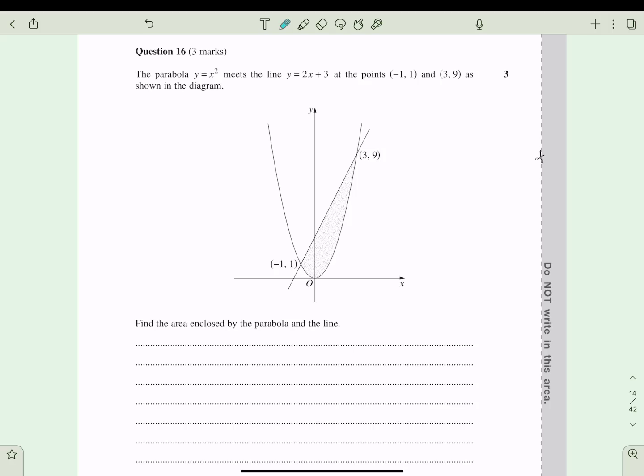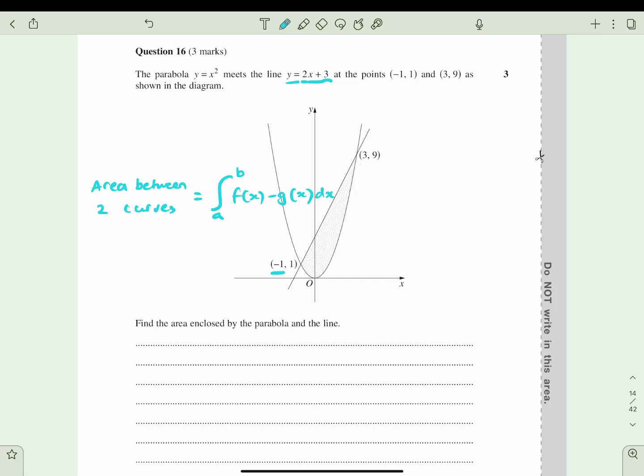Now looking at question 16. The parabola y equals x squared meets the line y equals 2x plus 3 at the points blah blah blah. Find the area enclosed between them. Whenever we deal with questions like these, we must remember the formula for the area between two curves. The area between two curves is given as the integral with lower bound a, upper bound b, f(x) minus g(x). So when we apply this to our question here, the lower bound is going to be x equals -1.